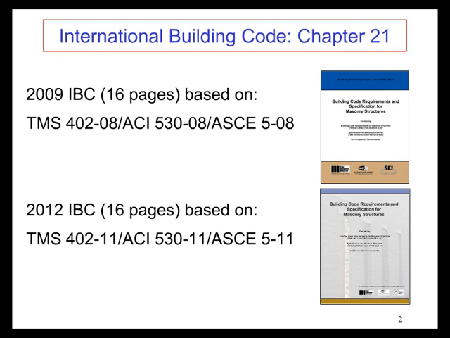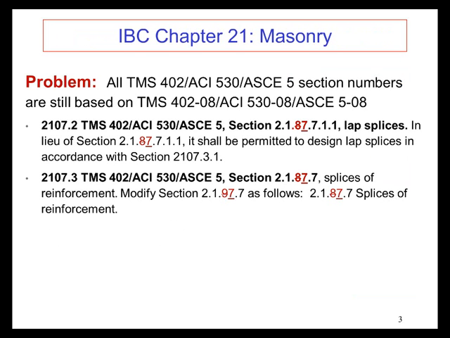Civil Engineers. The 2012 IBC then references the 2011 version of the TMS 402 code, makes some minor changes to it, but primarily just references the 2011 code. There is a little bit of a problem in that some of the section numbers did not get updated. Some of the section numbers still refer back to 2008. So here are some minor corrections to the IBC, the correct section numbers in the 2011 Masonry Code. Most of those are pretty obvious or easy to see, but there are a few minor corrections there.